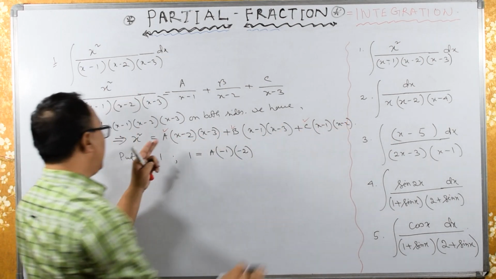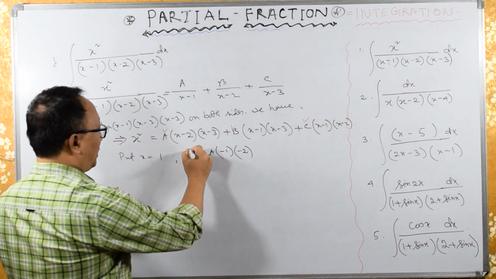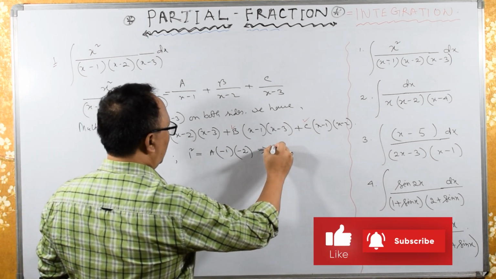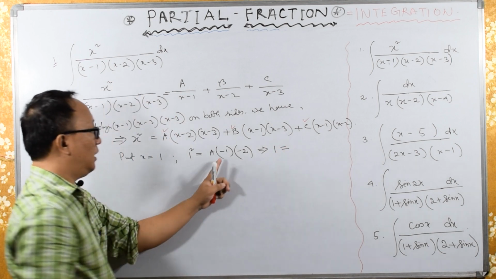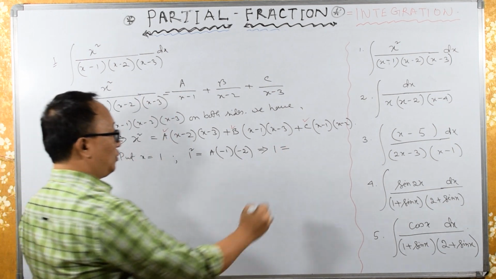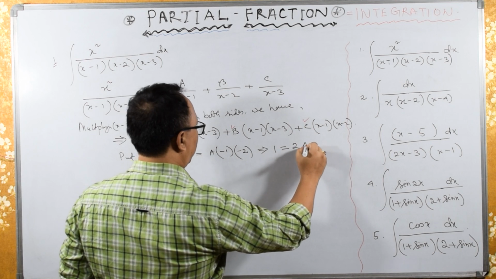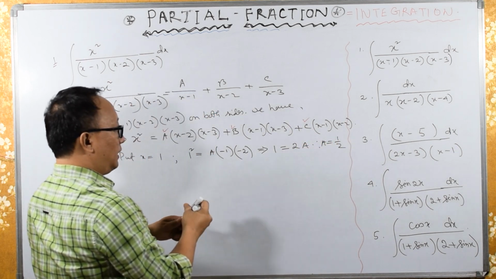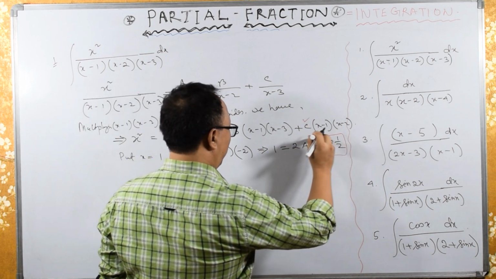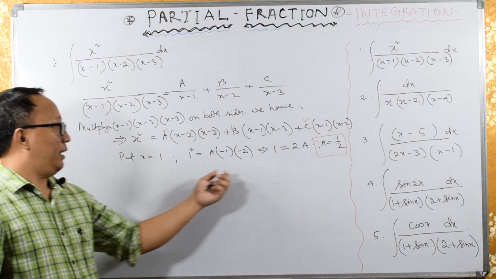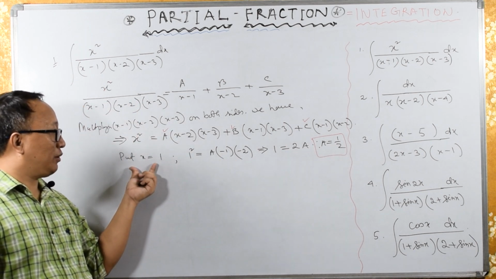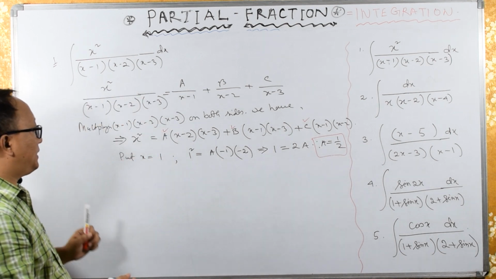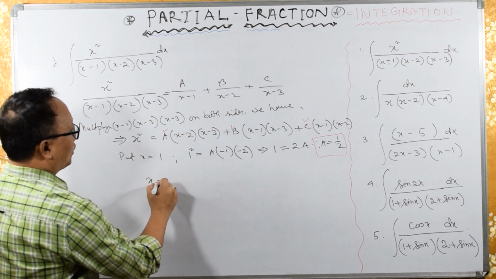On the left hand side, 1 square is the same as 1. This implies 1 equals minus times minus, 1 into 2 is 2, so 2a. Therefore a equals 1 by 2. Here we have the value of a: when I substitute x equals to 1 in this equation, I get a equals half.